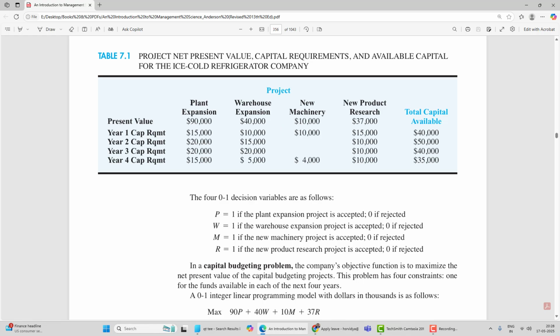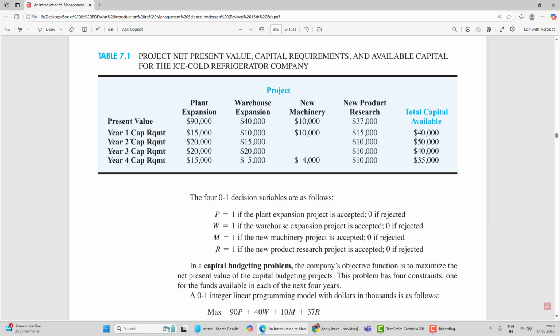So if you look at that, there are 4 projects under consideration: plant expansion, warehouse expansion, new machinery, and new product research, right? And the net present value of these projects is $90,000 for plant expansion, 40,000 for warehouse, 10,000 for new machinery, and for new product research 37,000.